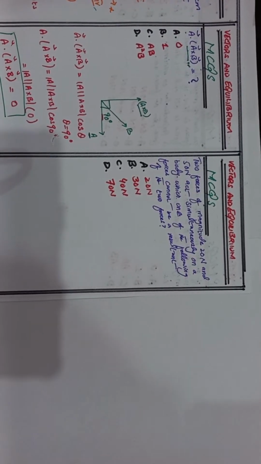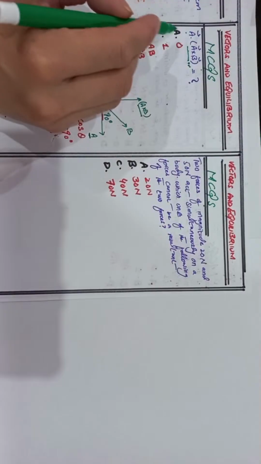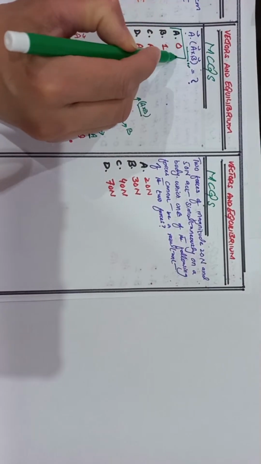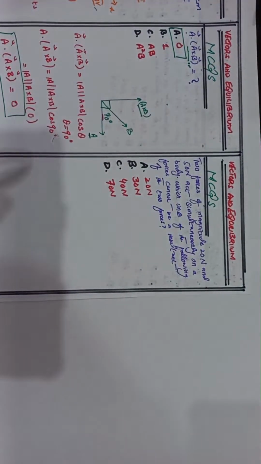So the answer of A dot A cross B is equal to 0. So the right option is option A, that is equal to 0.